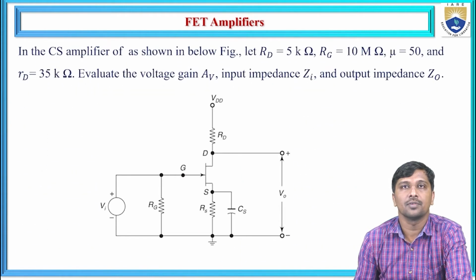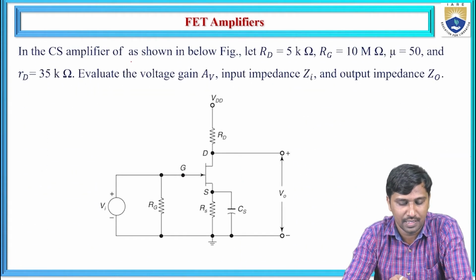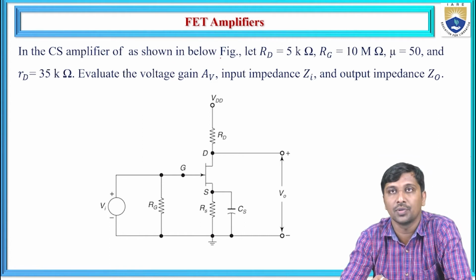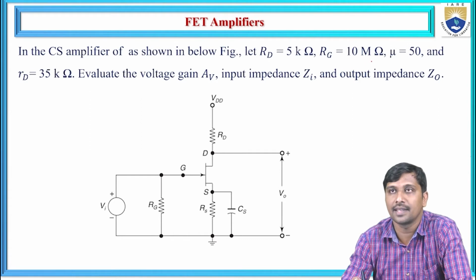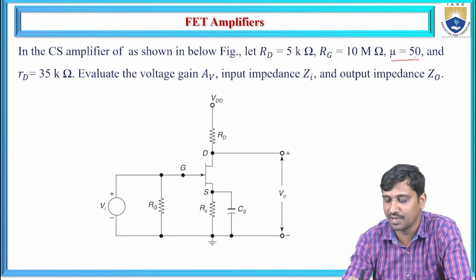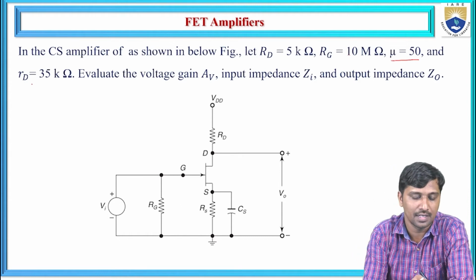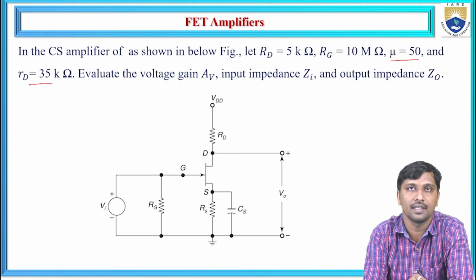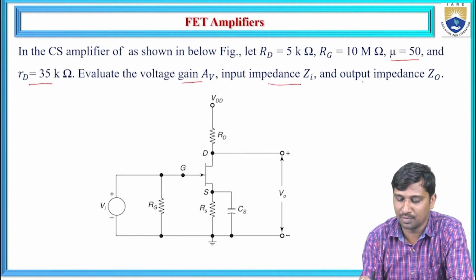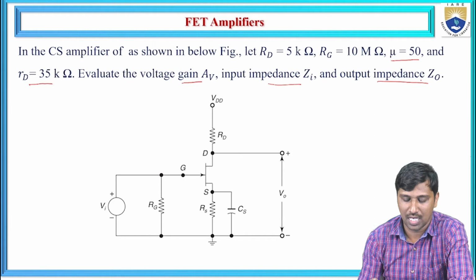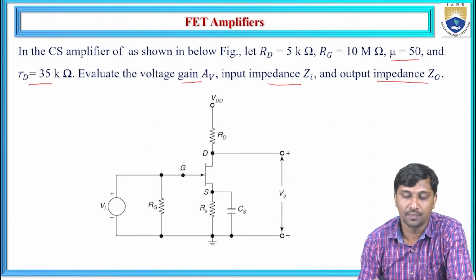Now see another question. In the common source amplifier as shown in the below figure, let the capital RD, the external drain resistance, be 5 kilo ohms and the gate resistance 10 mega ohms, the amplification factor 50, and the internal drain resistance 35 kilo ohms. Evaluate the voltage gain, input impedance and output impedance Z0.